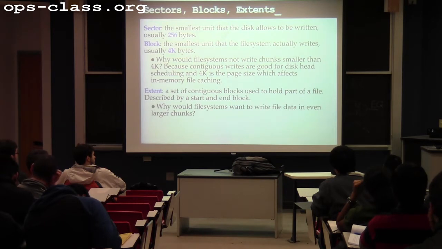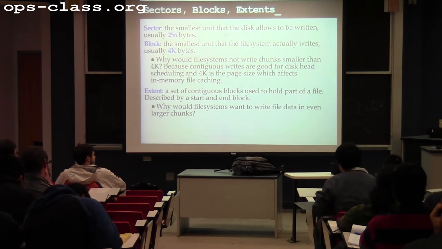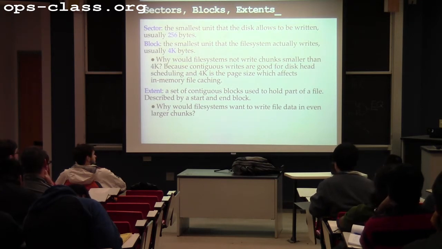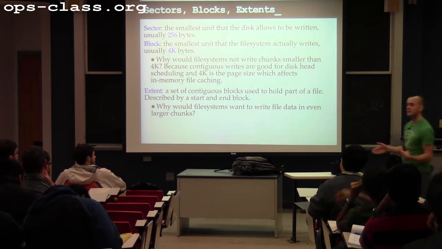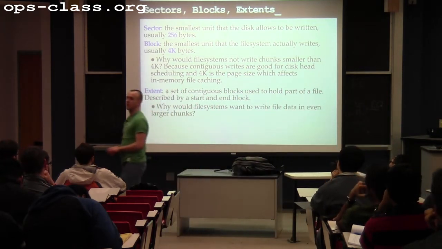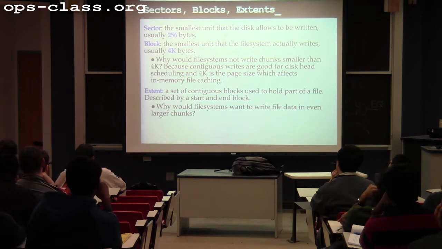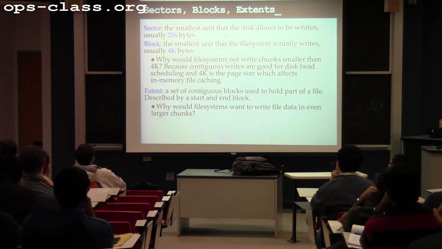And then an extent is now, so we're going from smallest to biggest, right? An extent is a set of contiguous blocks that is used to hold a portion of a file. And some modern file systems have started to build in extent sizes that are quite a bit larger than 4K. So again, another question, why would I want to write file data in even larger chunks? What's the benefit here?